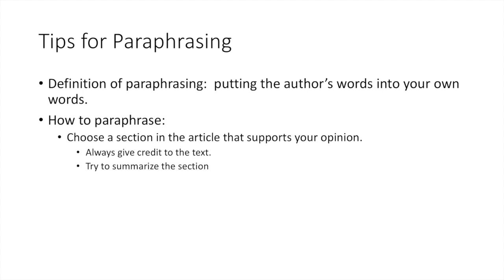Once you've given credit to the text and you found the section that you're going to use, the first thing you're going to do is summarize the section. Think of the things that are the most important about the section, and after reading it, try to write that section down without looking at it. That's a great way to paraphrase.